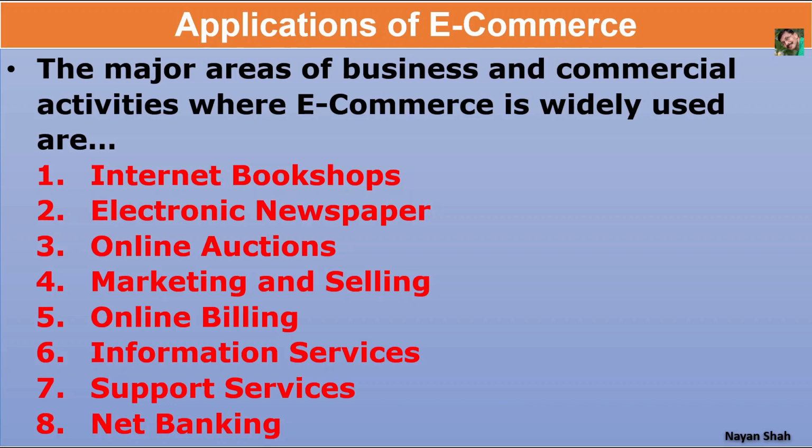Some of the areas discussed in the textbook are internet bookshops, where we purchase books online through the internet; electronic newspapers, where we read the newspaper digitally; online auctions, called Harraji, where we can take part in an auction from any part of the world at our comfort time and comfort level; and marketing and selling, where you know that marketing is done digitally, and selling has no boundary and no time bound.